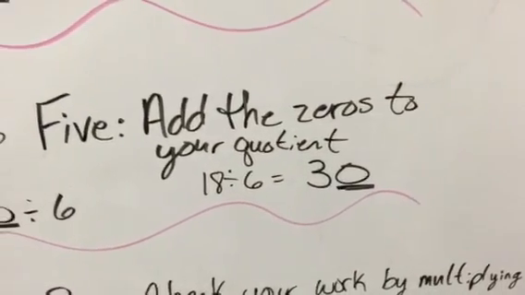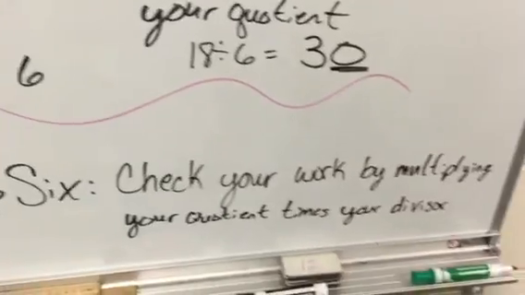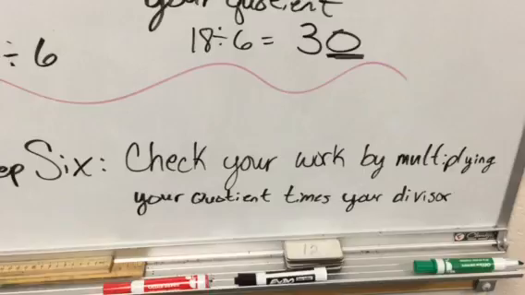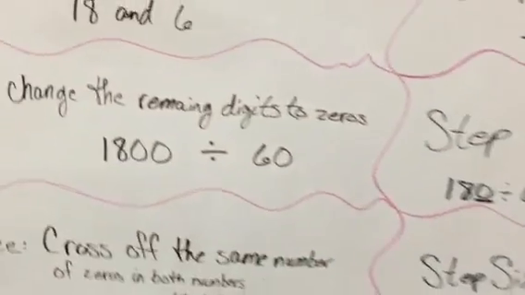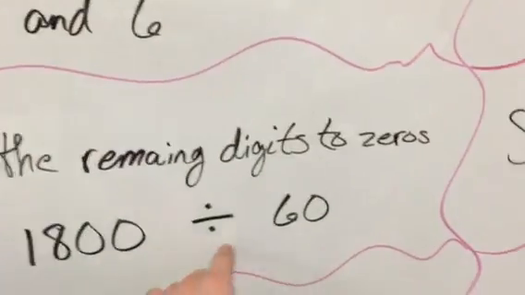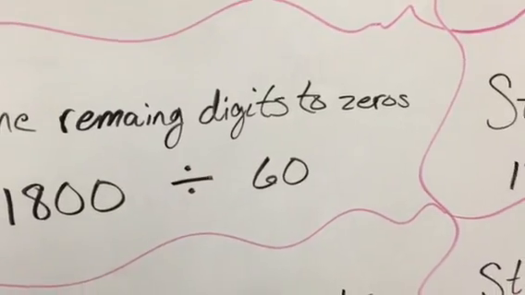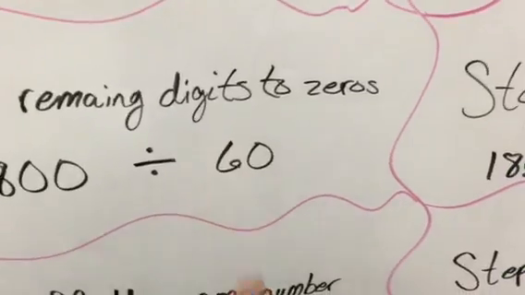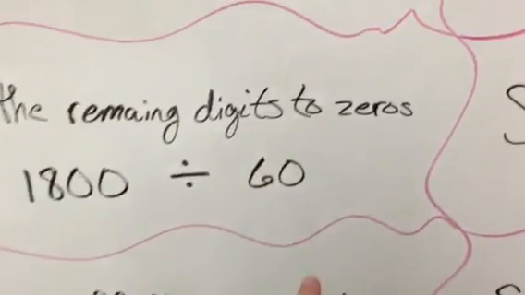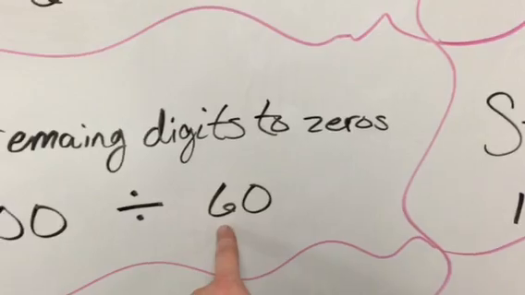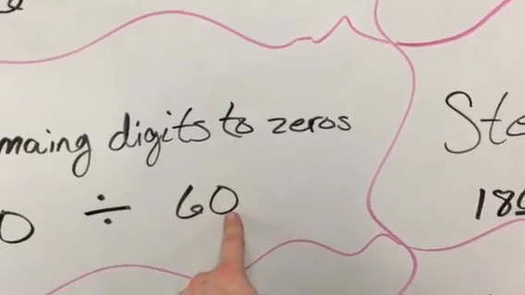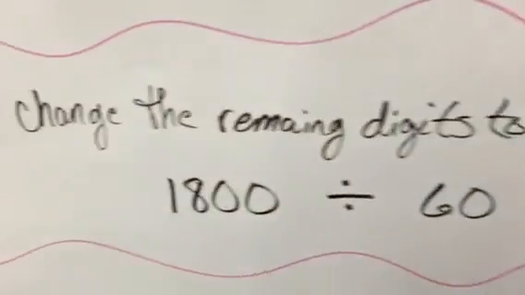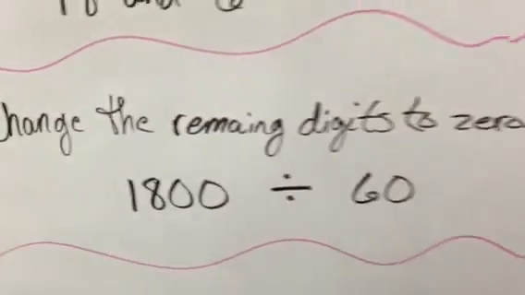And now we need to check our work. Step 6 says check your work by multiplying your quotient times your divisor. So we said that 1,800 divided by 60 equals 30. Our quotient is 30, and our divisor is 60. So I have 30 times 60. I look at my leading digits. 3 times 6 is 18, and then I had 1 0 here and 1 0 here, so that's 1,800, and that's the number I was trying to reach.